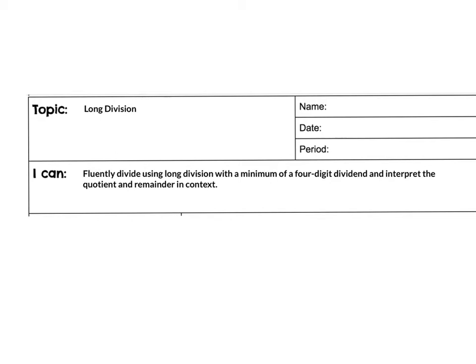Our goal by the end of this video is that we should be able to fluently divide using long division with a minimum of 4 digits dividend and interpret the quotient and remainder in context.